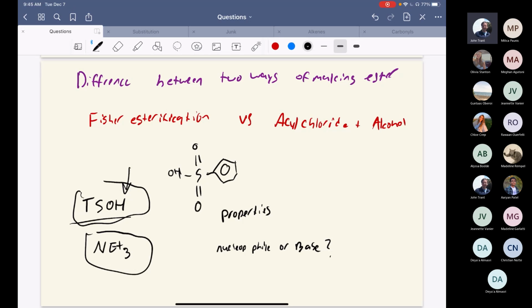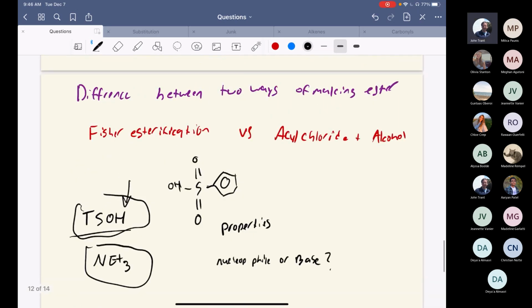Heating things in acid is not always a great idea, because you might have other functional groups that'll start falling off and doing E1s, SN1s, or whatever. Whereas with the acyl chloride plus an alcohol, you can have leaving groups elsewhere in the molecule and it doesn't matter. They don't care. Whereas if you heat something in strong acid, you're probably going to start doing SN1s and E1s all over the place. So it depends on the complexity of your molecule.